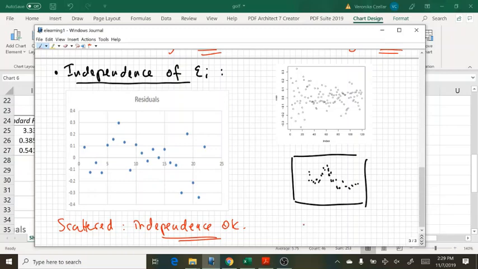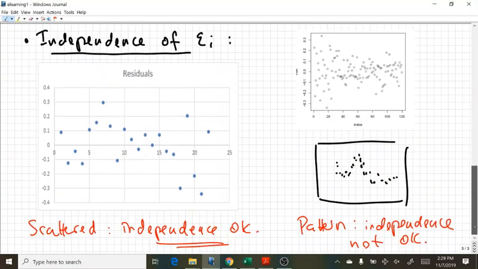So here again, if you see a pattern, then it means that independence is not okay. All right, here you go.